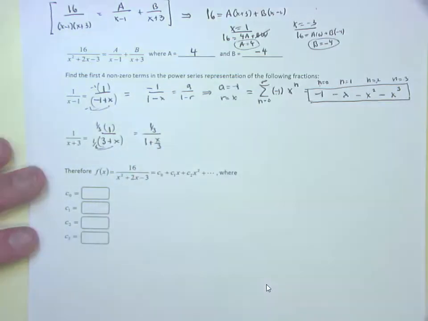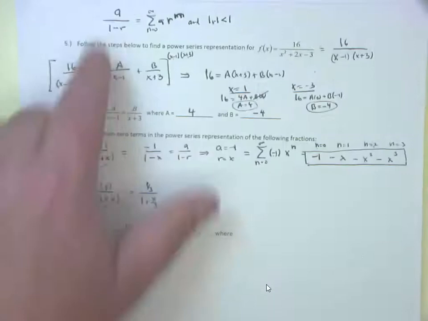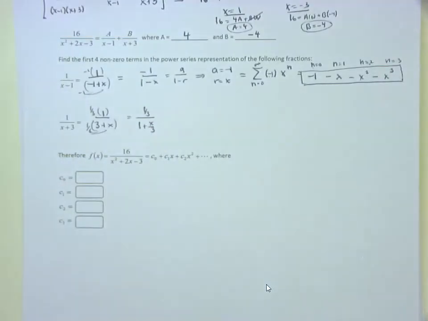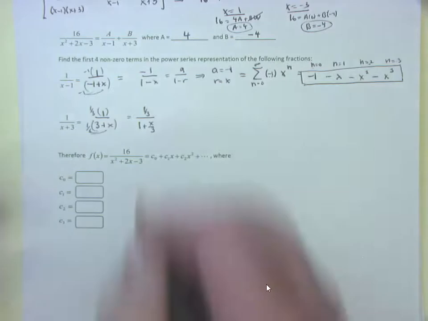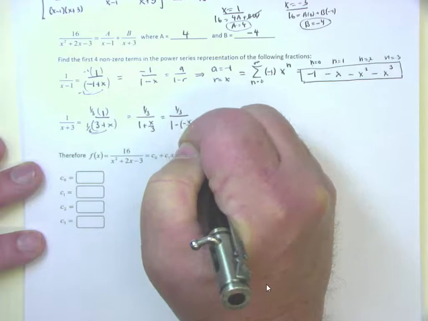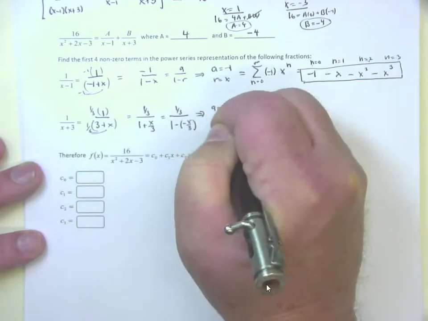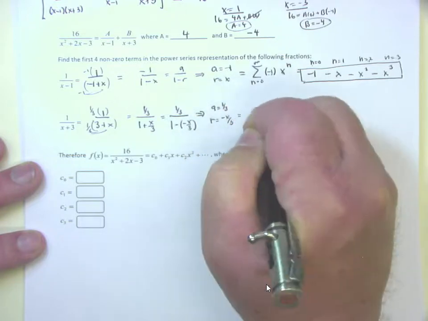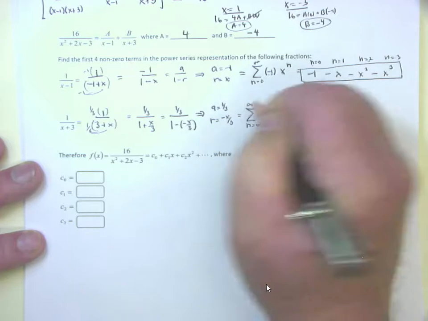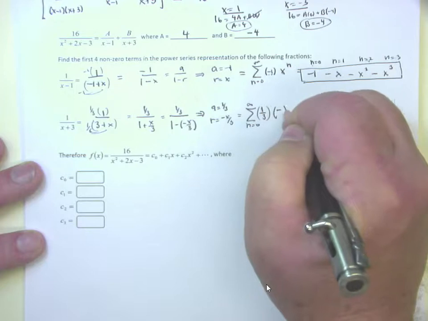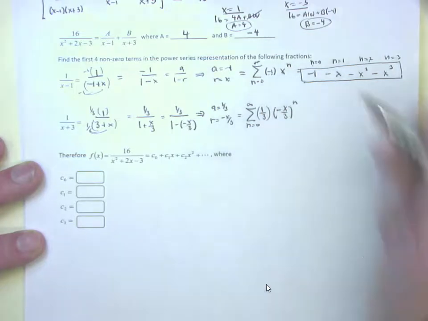So I got the 1 in the position, but remember, we're looking for that a over 1 minus r. So once I get the 1 in the position, then I got to get the sign into the position. I have a plus. So to turn a plus into a minus, it's going to be minus a negative. So this will be 1/3 divided by 1 minus negative x over 3. This will imply that a is equal to 1/3 and r equals negative x over 3. So this will be the sum as n goes from 0 to infinity of a, which is 1/3, times r, which is negative x over 3 to the n.